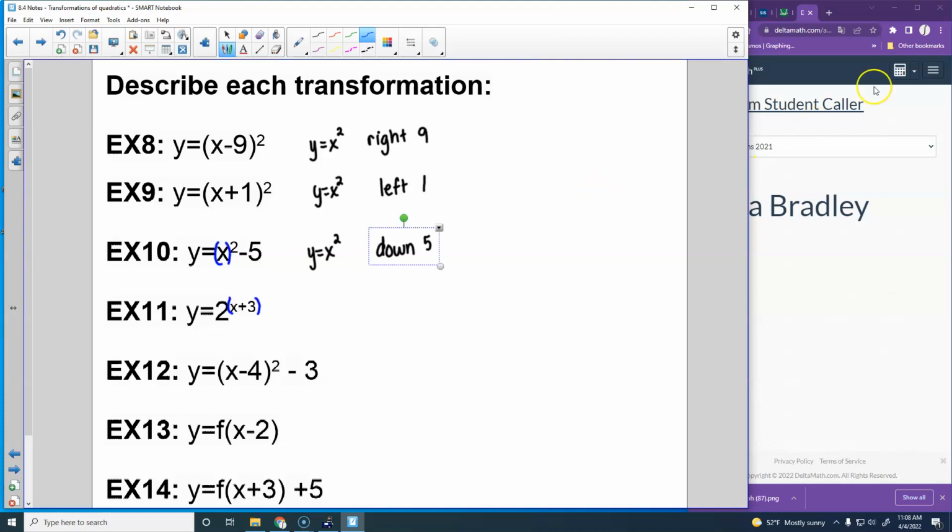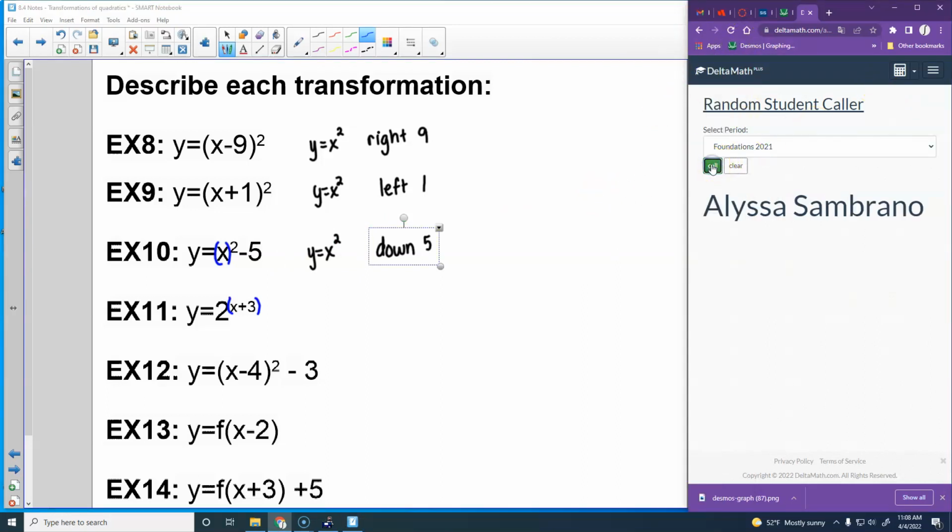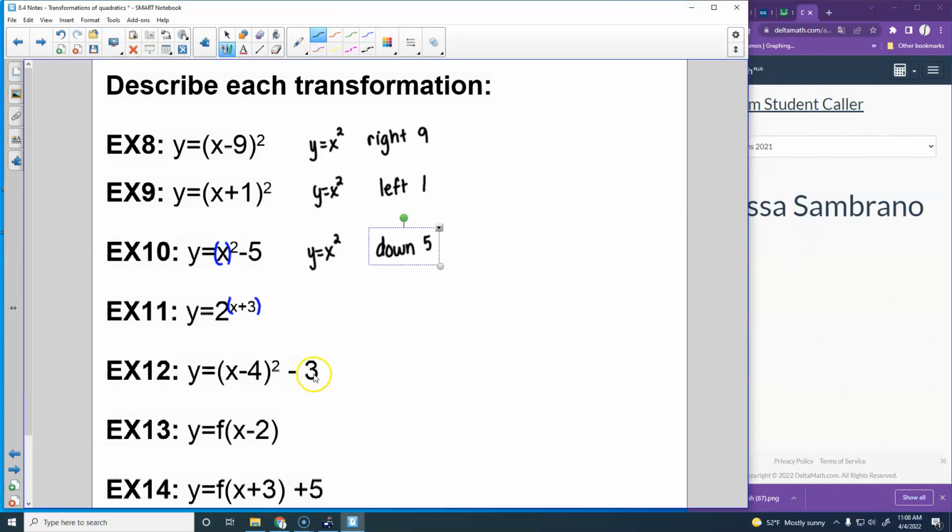Okay? All right, let's see who Delta Math thinks can do this one. All right, Alyssa. Not quite. It is going to be y equals 2 to the x power. Okay? And then what's going to happen to y equals 2 to the x power? All right, so I said that that exponent is like it's got parentheses, right? So we're inside of the parentheses. When we're inside the parentheses, that's moving us left or right. Which one would it be here? Is left 3. Very good, because it's going to be the opposite direction where we have a positive 3. Normally positive would be to the right, but it's going to go opposite direction when it's inside of the parentheses. So that would be left 3.